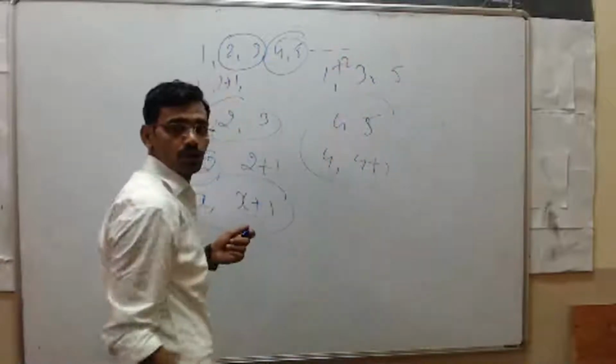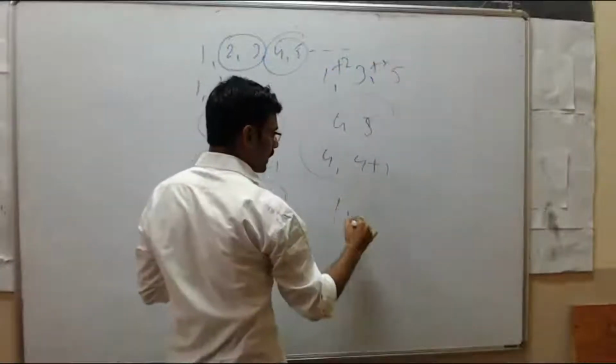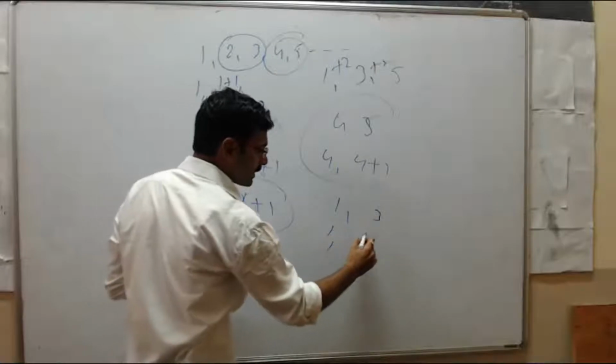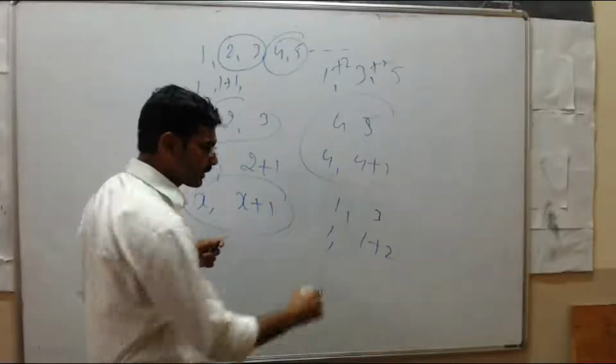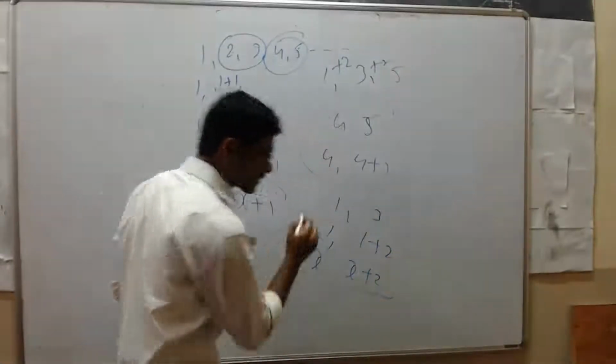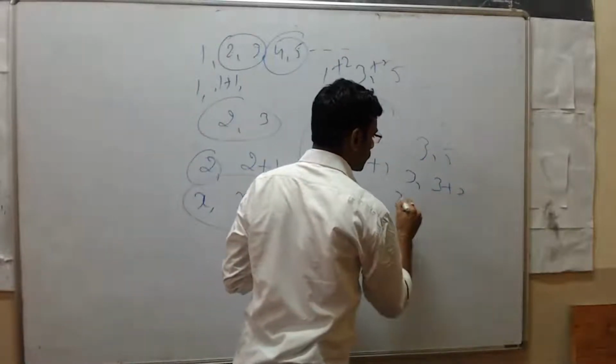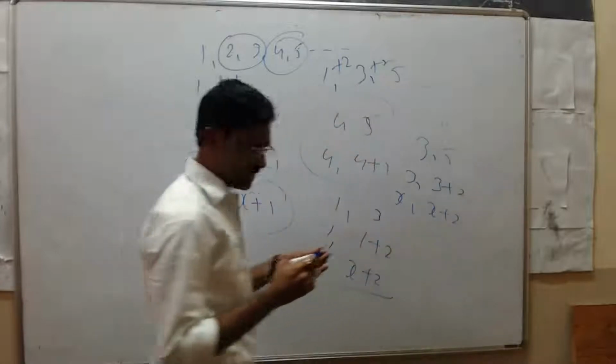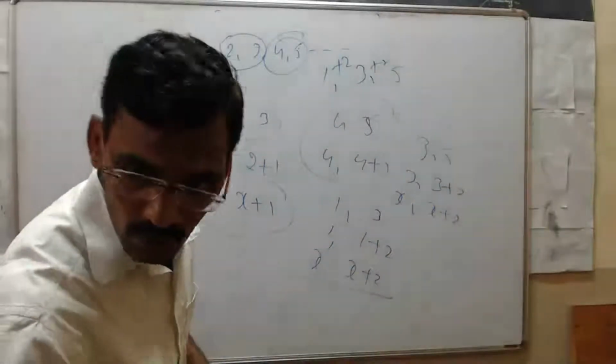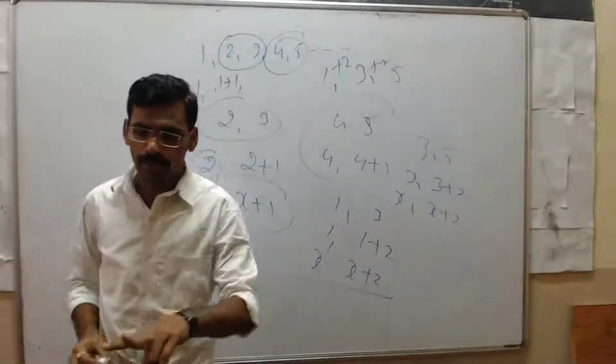How much more? 2. First one is considered 1, then it is 1 plus 2. If the first one is x, the second one is x plus 2. If I consider 3, 5, it is 3, and the second one is 3 plus 2. So it is in the form of x and x plus 2.